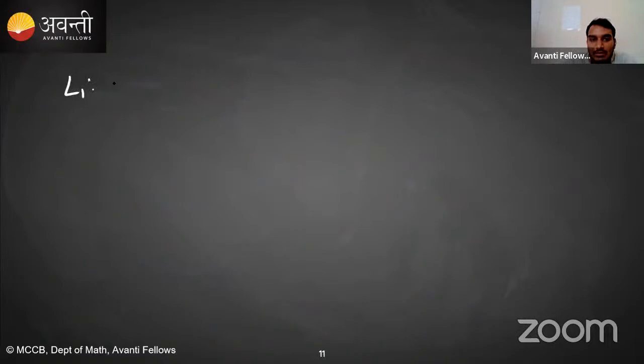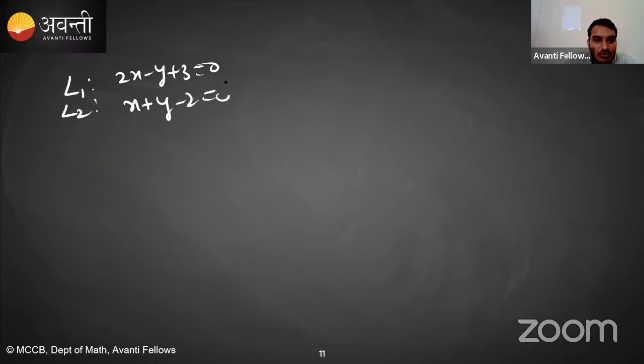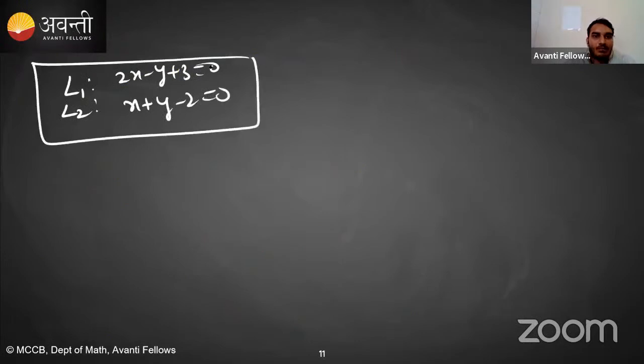So L1 was nothing but 2x minus y plus 3 is equal to 0, and L2 is x plus y minus 2 is equal to 0. That's it. Is this clear, everyone? Tell me quickly in the chat box.